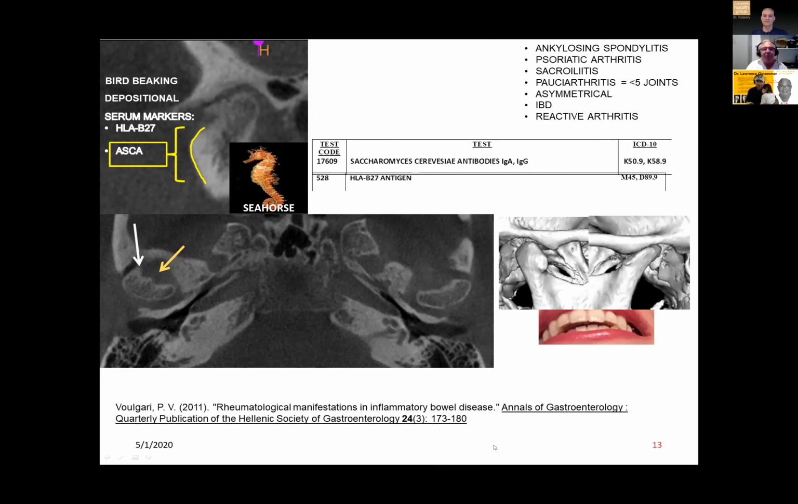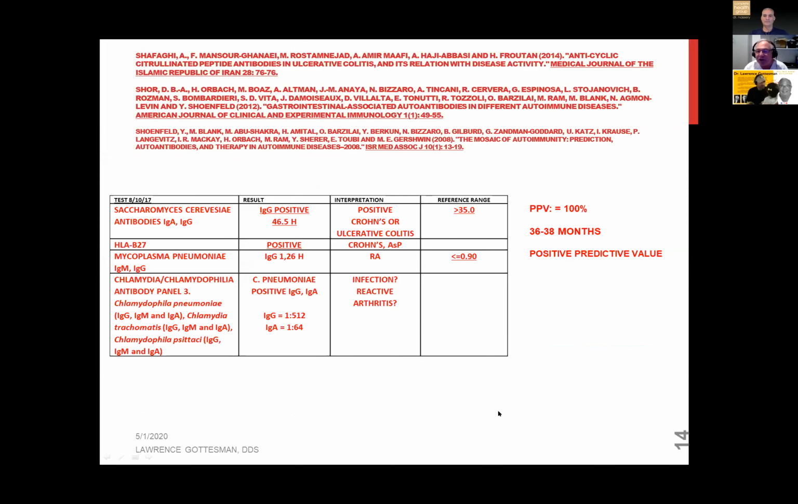Now, in this particular patient, she was positive for the Saccharomyces cerevisiae antibodies, and that may tie her to the Crohn's disease category. So she had an endoscopy. She doesn't have Crohn's at the present time, but you have to keep the positive predictive value on the table. And when you take a look at the literature with these antibodies, the PPV, as it's called, positive predictive value, would demonstrate that, at least with these articles, within 36 to 38 months, she may develop Crohn's disease.